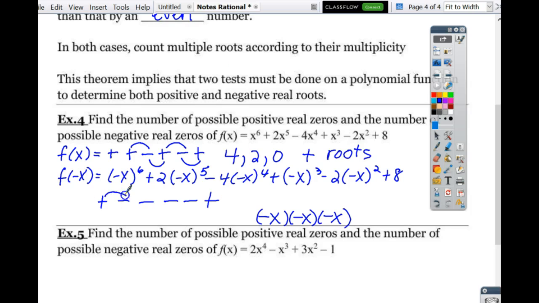How many sign changes do I have? 2. So I can have 2 or 0 negative roots.